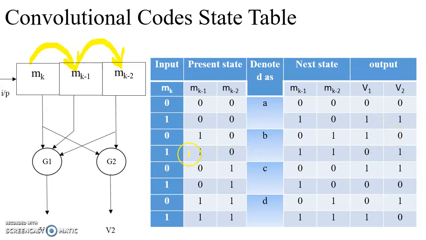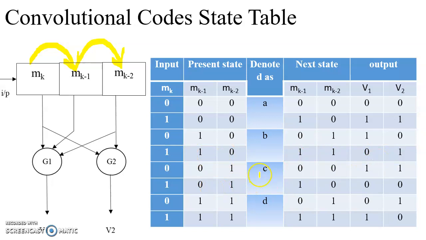Then the next present state is 1, 0, input is 1. Next state will be 1, 1. It is written 1, 1. Output is 1 plus 1 plus 0, that is 0. And V2 is 1 plus 0, that is 1.